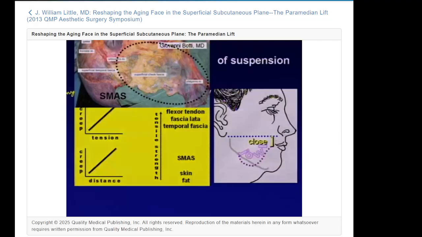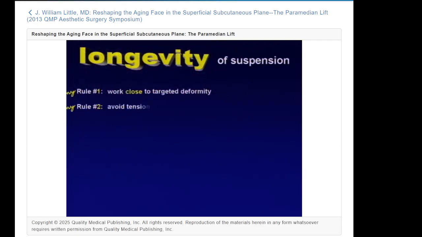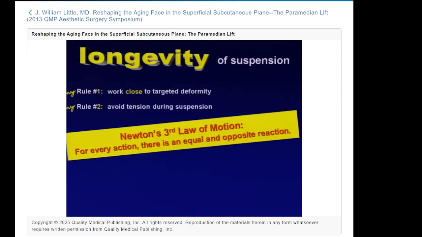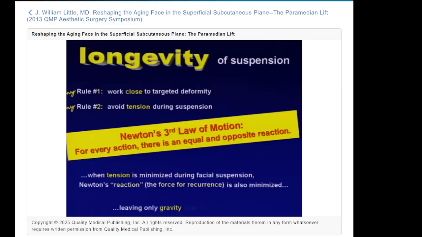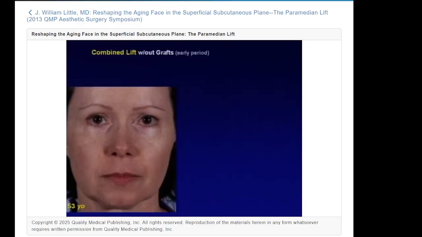There's a lovingly dissected SMAS layer with a lot of holes in it from a proponent of SMAS surgery. My rule number 2 is avoid tension during suspension, because Newton's law says that for every action there's an equal and opposite reaction, and if you can avoid that, you avoid the reaction, which is the force for recurrence. It's minimized. It leaves really only gravity over time to recreate the deformity. And as it turns out, there's no other explanation about why my results now last so much longer than they did when I used other techniques.